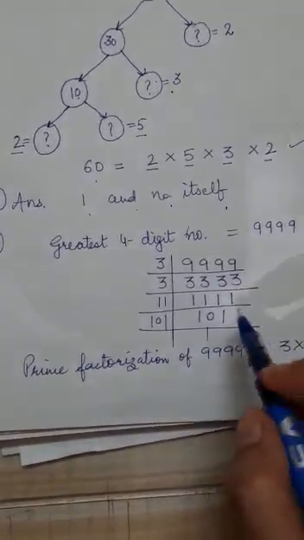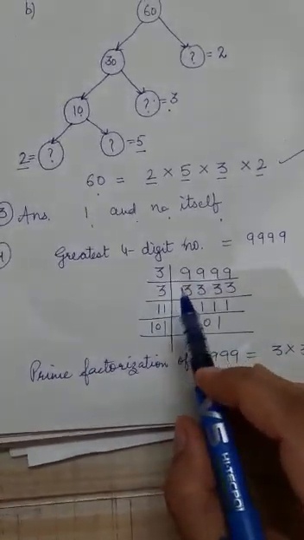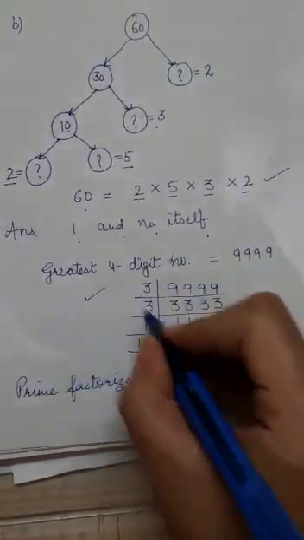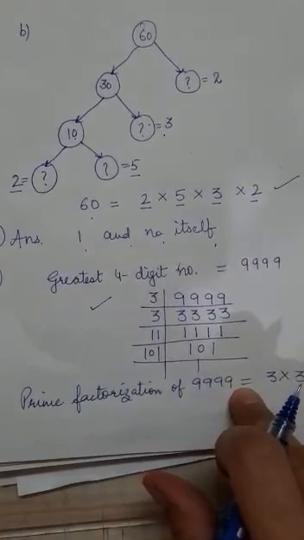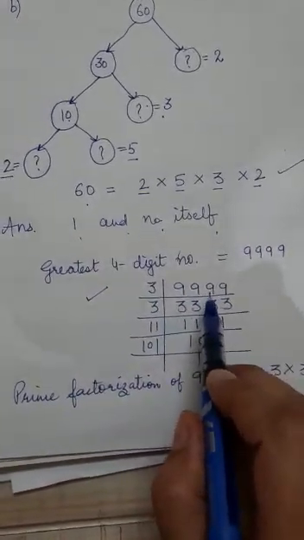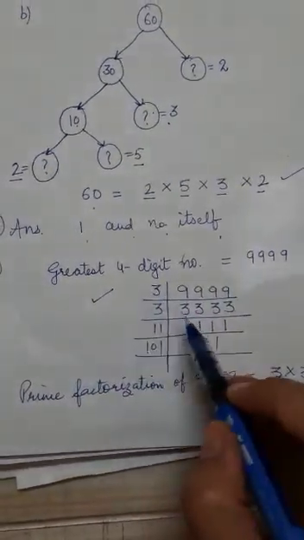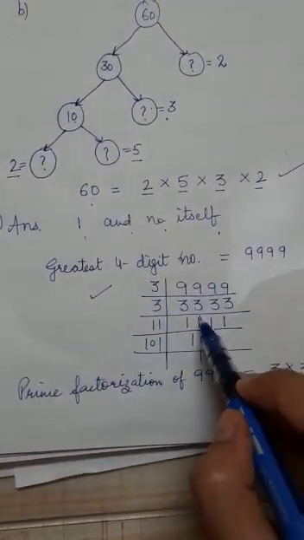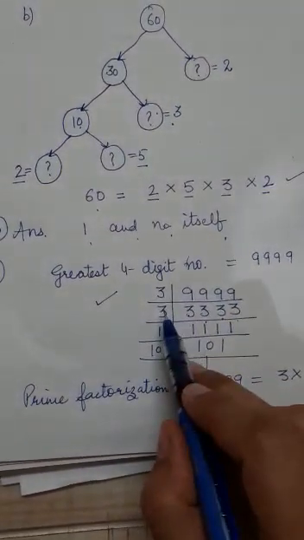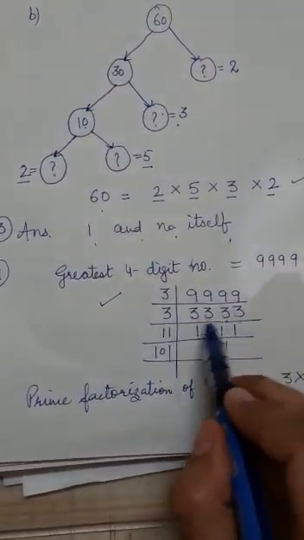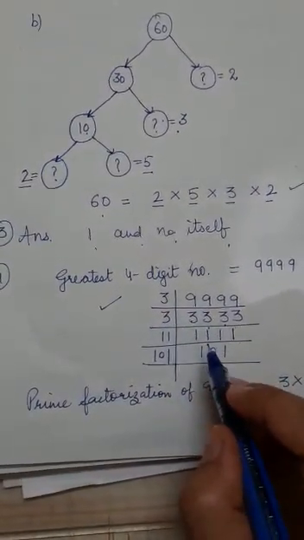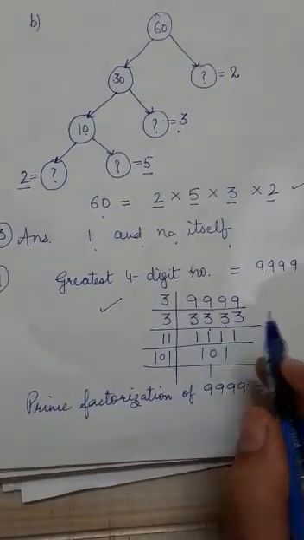So let us see how we can find out the prime factors. I am using the division method here. This is the division method to find out the prime factors. So I know 9999 will be divisible by 3. So 3 3s are 9, again 3 3s are 9, 3 3s are 9, 3 3s are 9. Here again I can see it can be divided by 3. Again I'll divide it by 3. 3 1s are 3, 3 1s are 3, 3 1s are 3, 3 1s are 3.